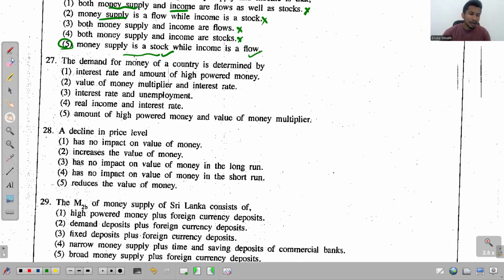Now look at question number 27. In question 27, we get this.